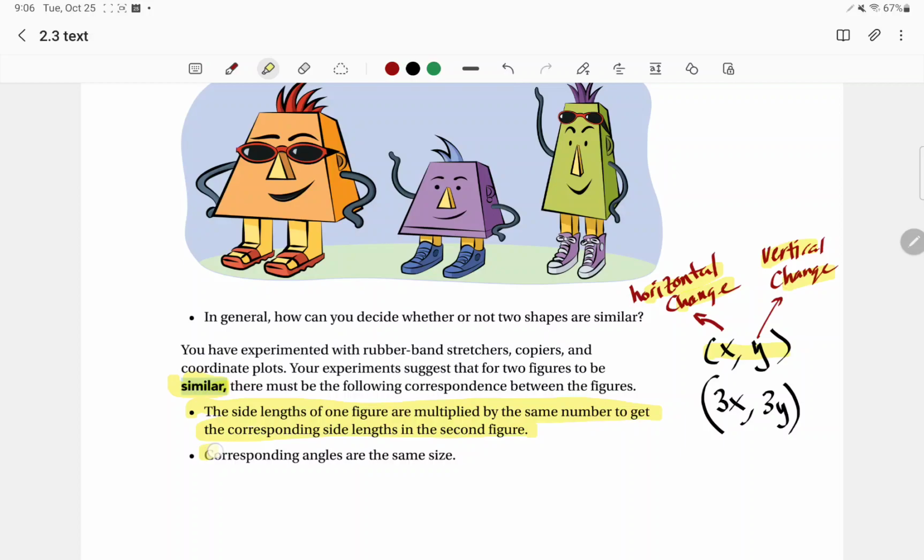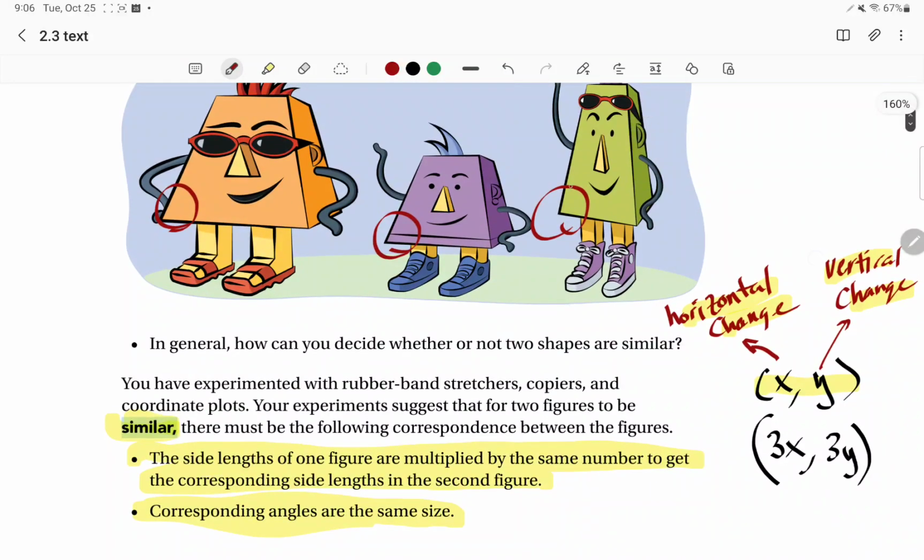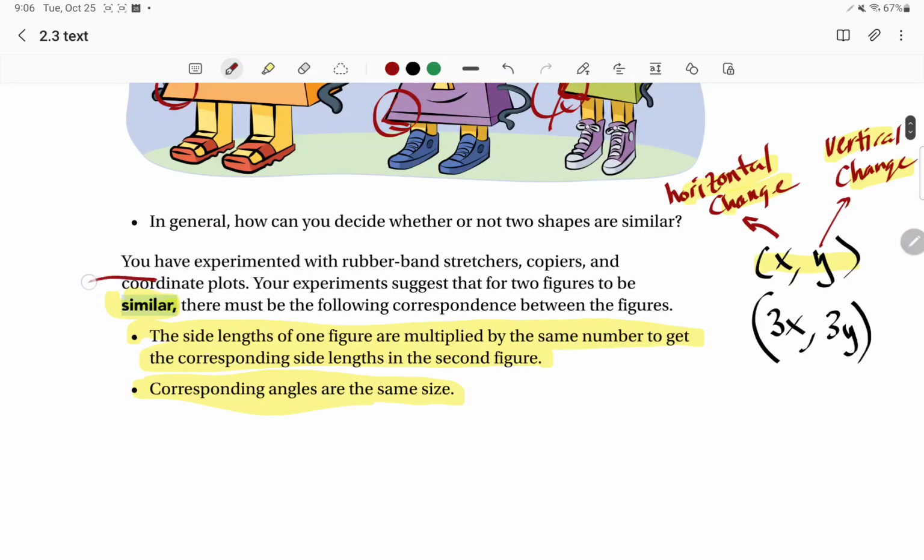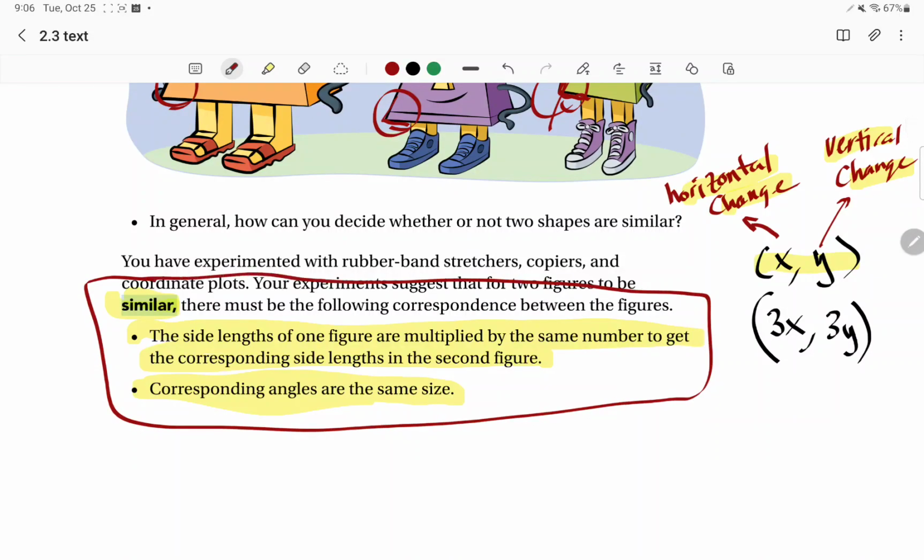And then also for similar, the second part is that the corresponding angles have to be the same size. Up here, if you look at these angles, these two are similar to each other. Those two angles are the same. However, this angle is different from these. This angle is more open, or wider, or bigger than these two angles. So we already know that this figure is not similar just by looking at that angle. Make sure you have the definition for what it means to be similar in your notes. Pause the video as you need to get that in there and highlight it, because that is a key understanding.